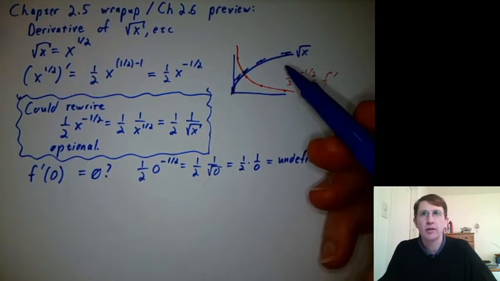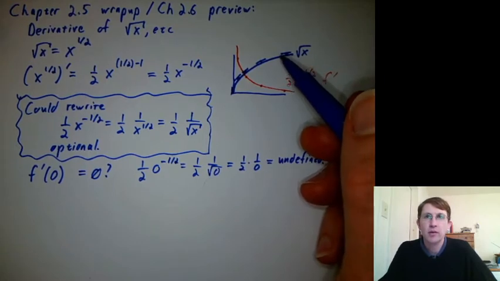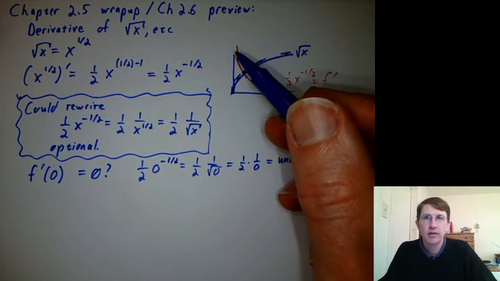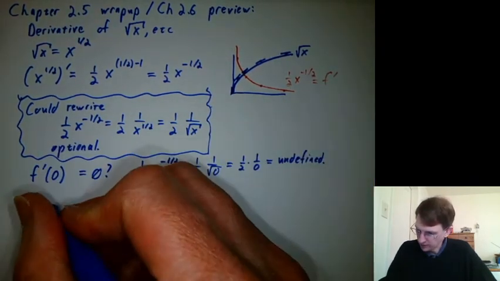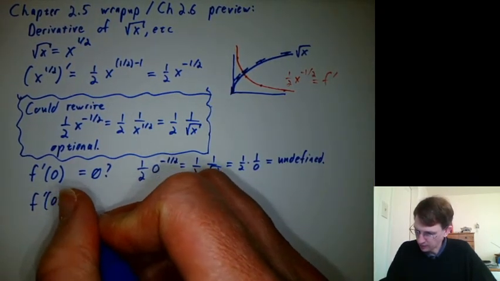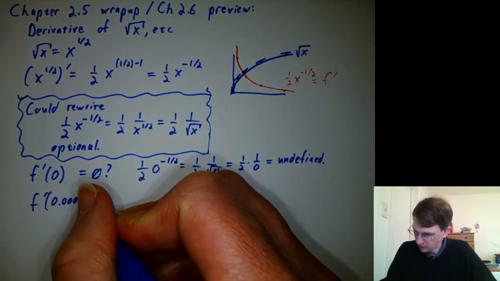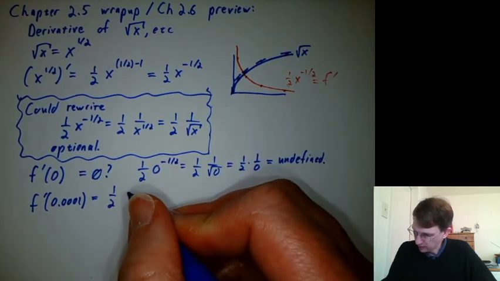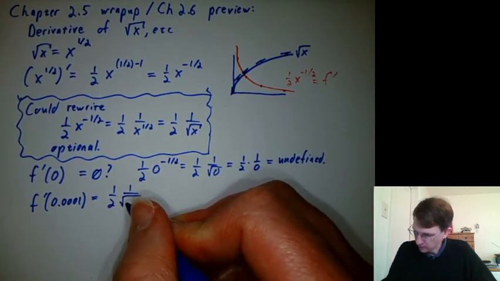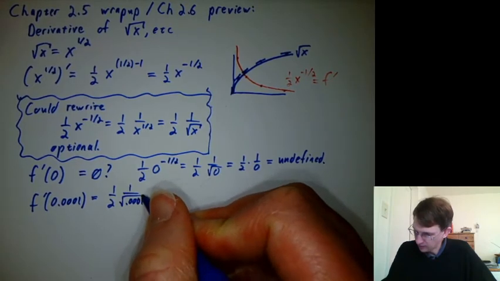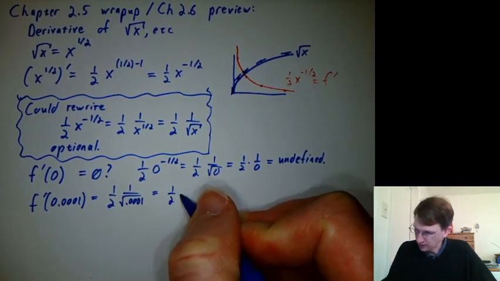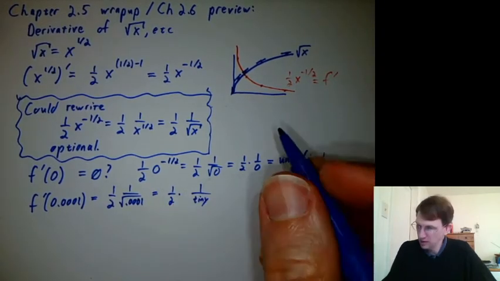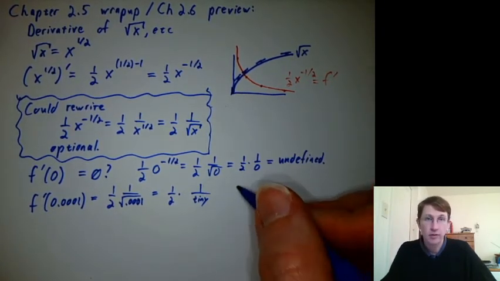But another way to think about it is, well, the slope was getting more and more positive as I was moving back toward the origin. So we didn't really say what this red curve here was doing. Let's think about what's f prime at something like 0.0001. That would be 1/2 1 over root 0.0001, which is basically 1/2 times 1 over tiny. I mean, it's not as tiny as 0.001, but what's 1 over tiny?